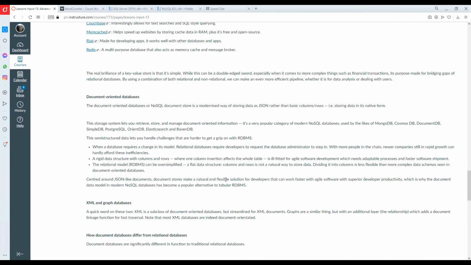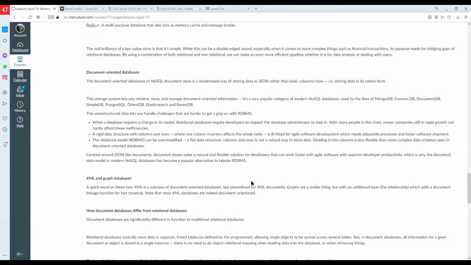Lastly, document-oriented databases. Document-oriented databases, or NoSQL document stores, are a modernized way of storing data as JSON rather than basic column rows. The storage lets you retrieve, store, and manage document-oriented information used by the likes of MongoDB, Cosmos DB, DocumentDB, PostgreSQL, etc. The semi-structured data lets you handle challenges that are harder to grapple with in a relational database.